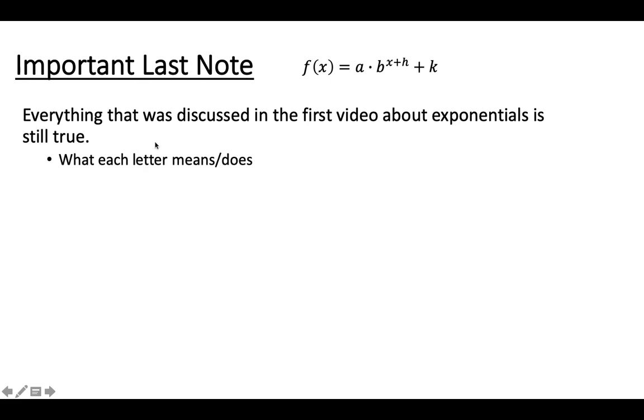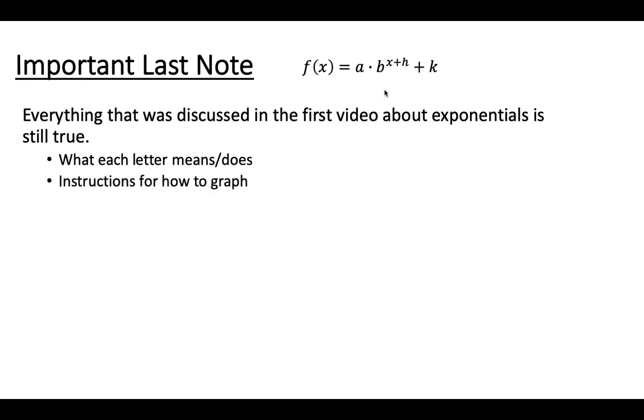So if you look at the equation, what each letter means and does, like A, what does A mean and what does A do? What is H and what does H do? What is K and what does K do? All those things are the same for growth and decay. It does not change. They do the same things, okay?